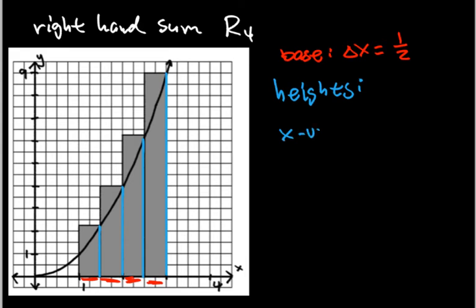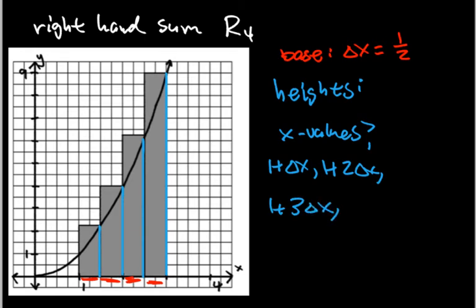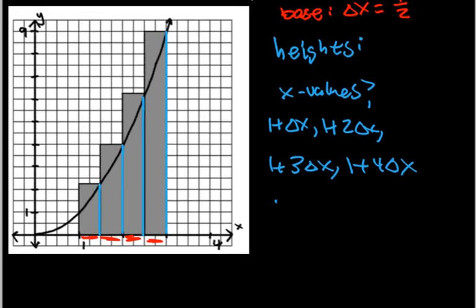So what are the x values? Here, instead of starting at 1, we're starting at 1 plus delta x. And then we go 1 plus 2 delta x, and then 1 plus 3 delta x, and then 1 plus 4 delta x. In other words, 3 over 2, or 1.5, and then 2. 5 over 2, or 2.5, and then 3.